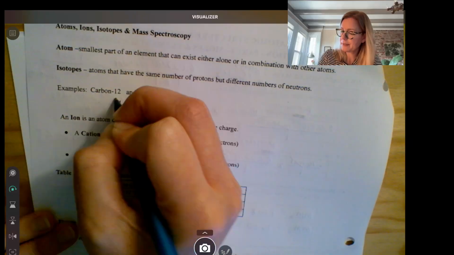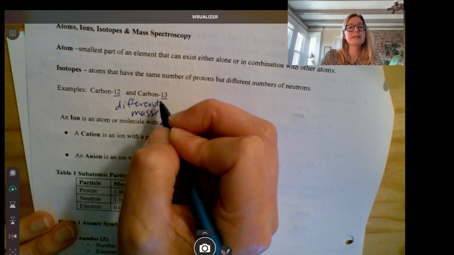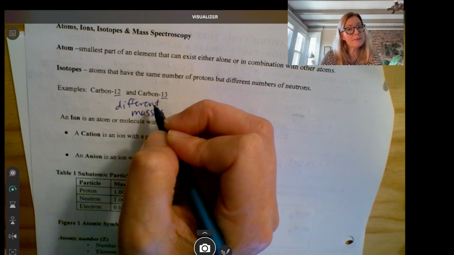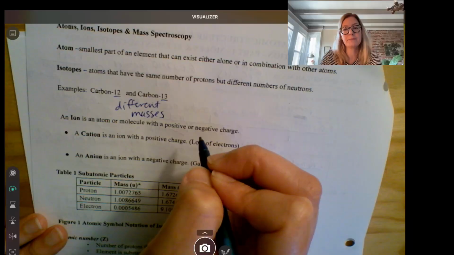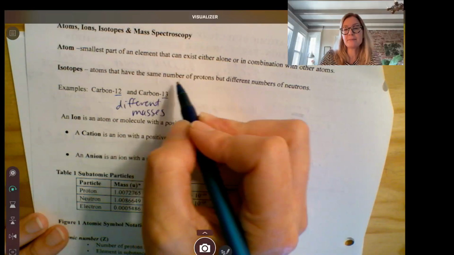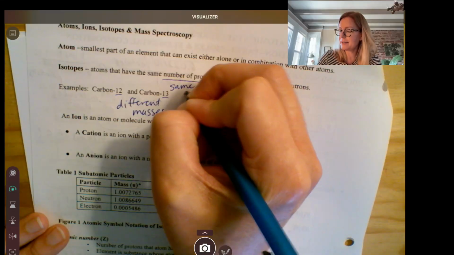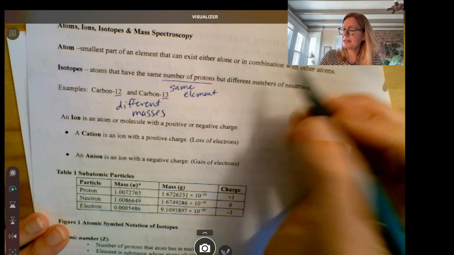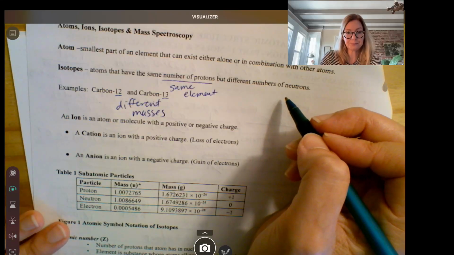So they have different masses. The reason why this one has a mass of 12 and this one has a mass of 13 is that this one has an extra neutron. Okay, they're both carbon, they both have 6 protons, but this one has an extra neutron. Okay, so they have the same number of protons, that's because they're the same element, but they have different numbers of neutrons. Okay, and that's what affects their masses.